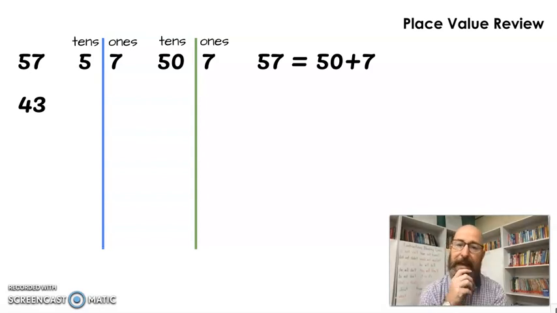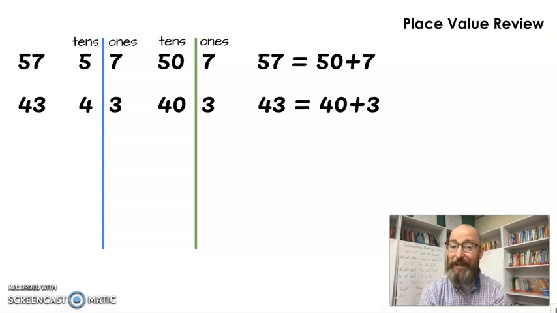43. How many tens? How many ones? Draw the line in between. Did you get 4 tens and 3 ones? I hope so. How much is 4 tens worth? Count by tens. 10, 20, 30, 40. And of course, 3 ones is worth 3. So 43 would equal what? 40 plus 3.